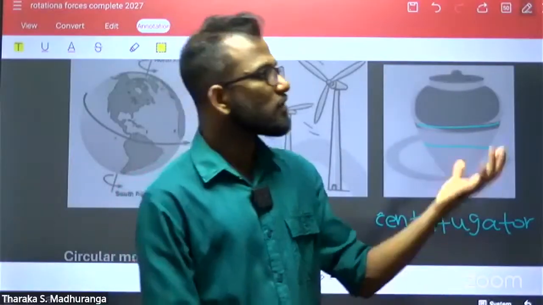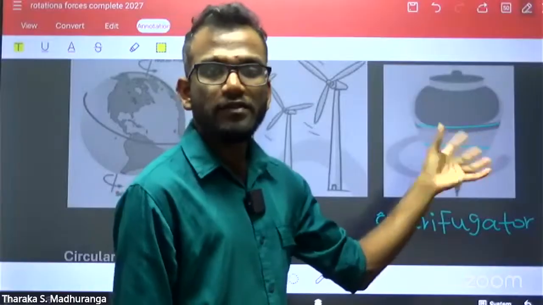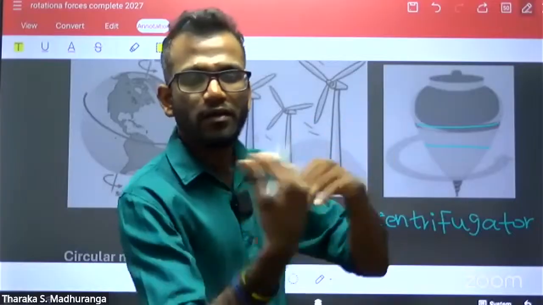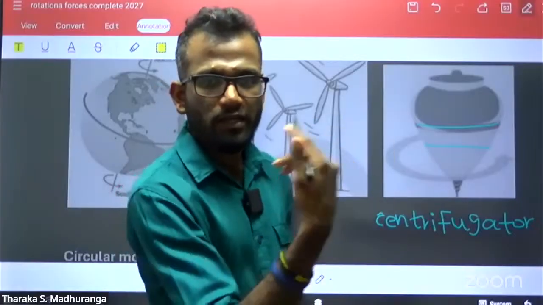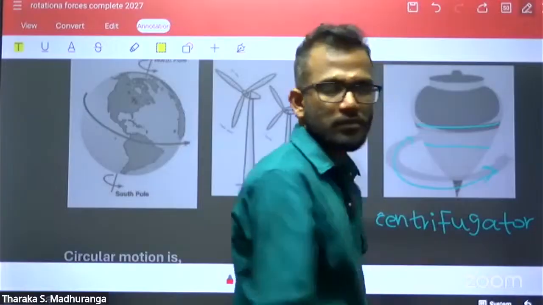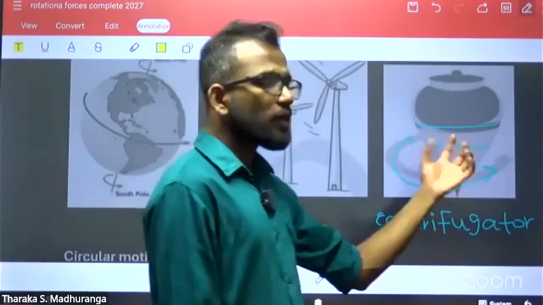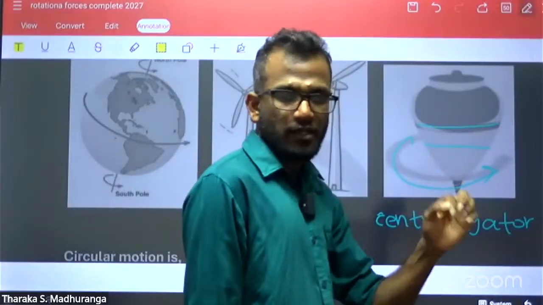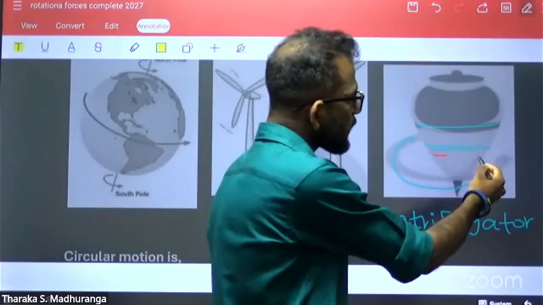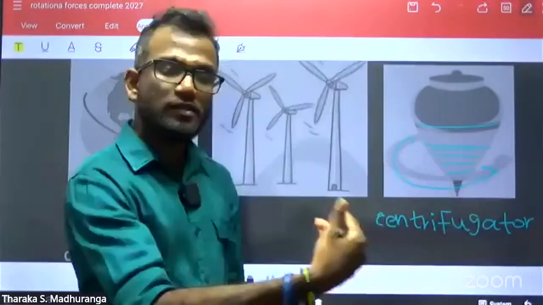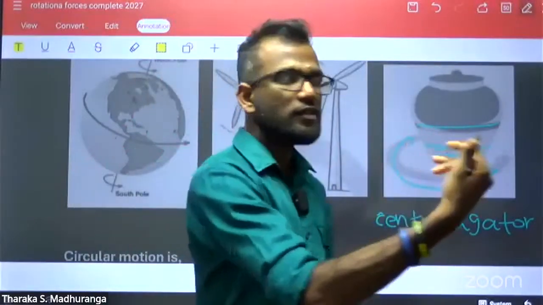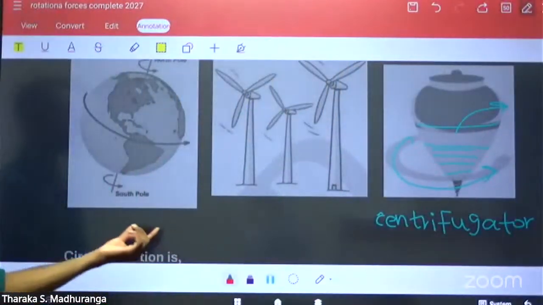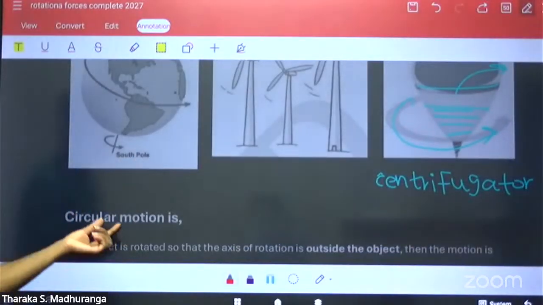By this centrifugator, we can centrifuge this. Centrifuge means rotating, like this. While rotating, high density particles, meaning glycerine, we can separate from the lower density particles, meaning soaps. Then we can separate the soap. Okay, that's for extra knowledge. The centrifugator is also a rotational motion object.